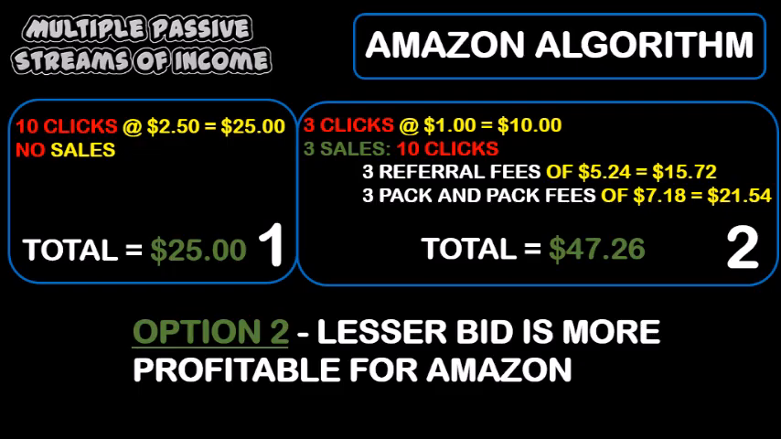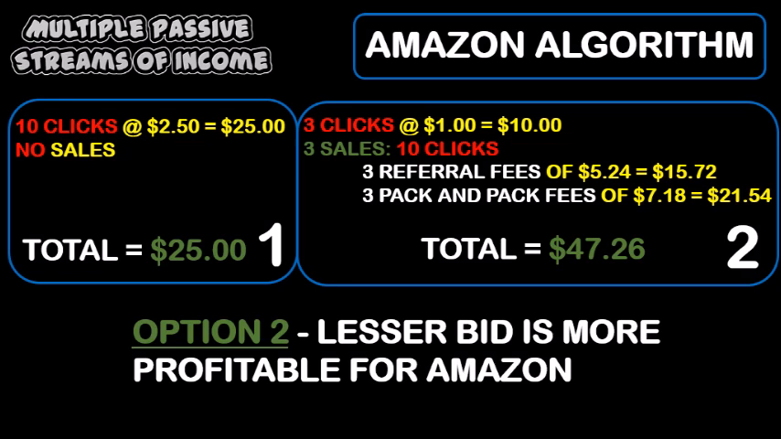So for example, in scenario 1, a seller is willing to pay $2.50 per click, and it gets 10 clicks, which makes $25 for Amazon. In scenario 2, a seller is willing to pay $1 per click, but Amazon knows from past history this product has received 3 sales for those same 10 clicks.